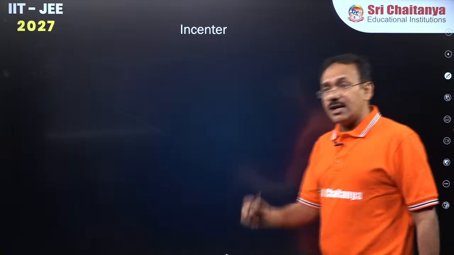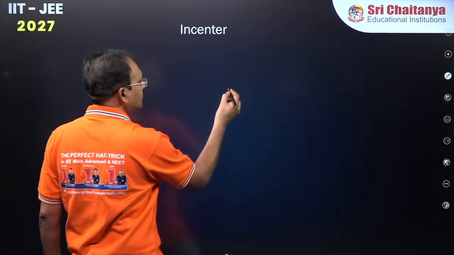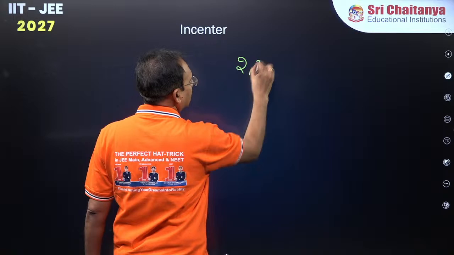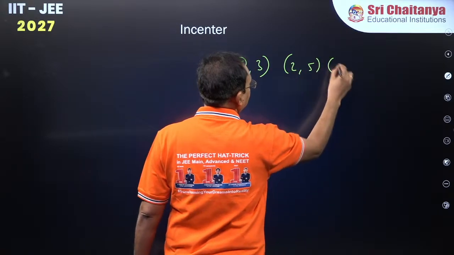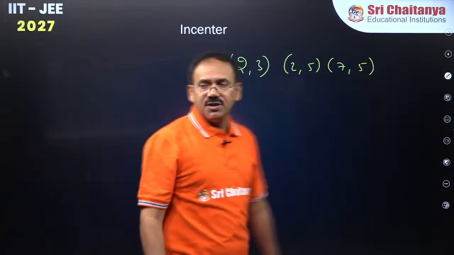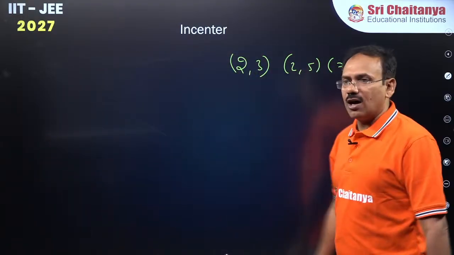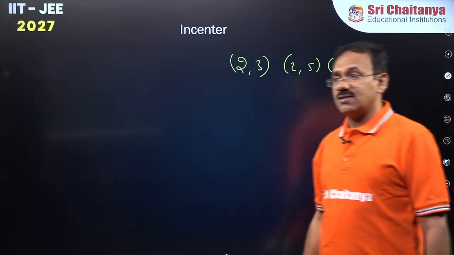Before that, try to solve this question, dear students. Consider the triangle formed with the three vertices (2, 3), (2, 5), and (7, 5). Find the orthocenter and circumcenter. Come on, quick. Shortcut, dear students.